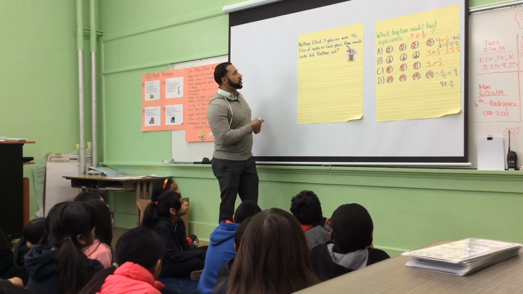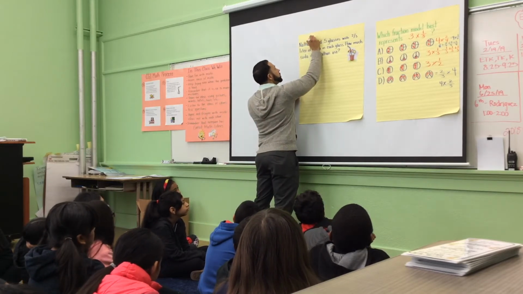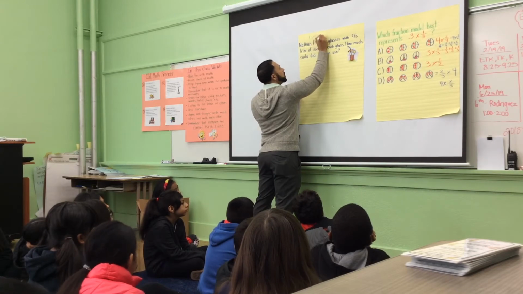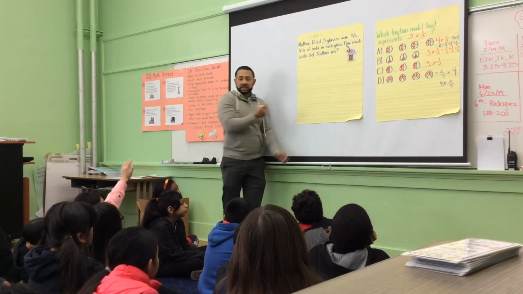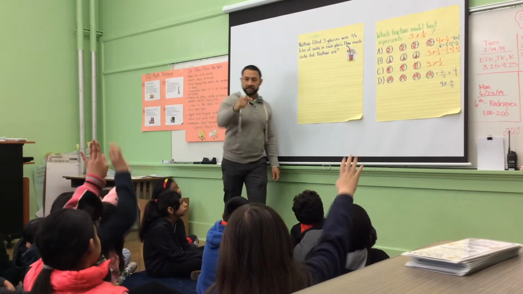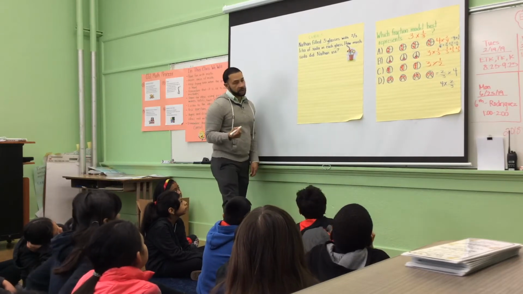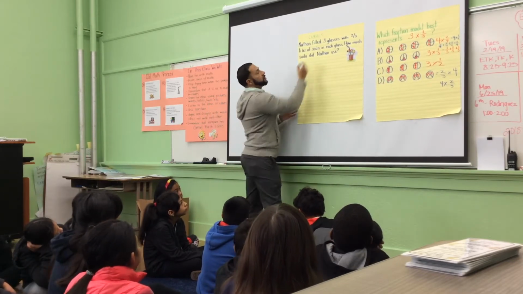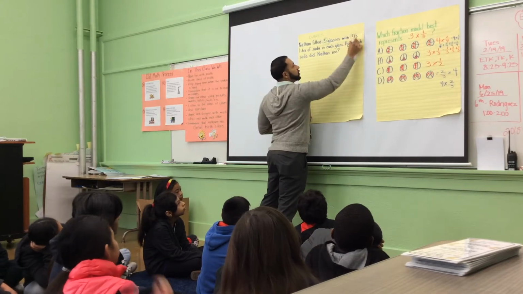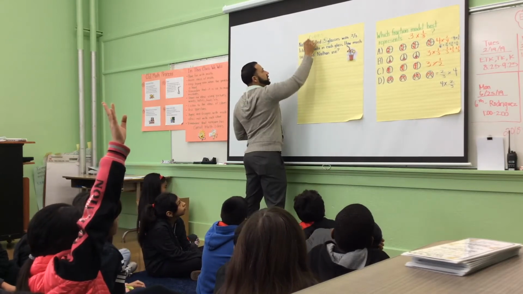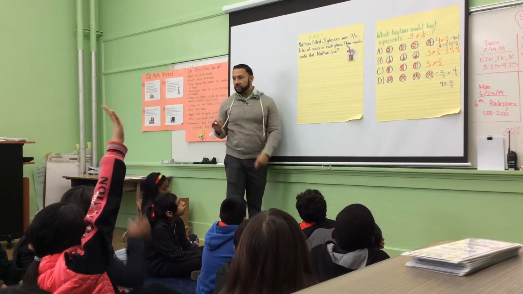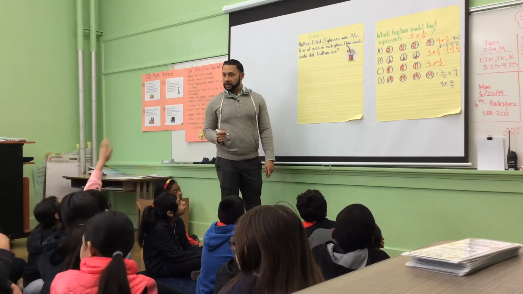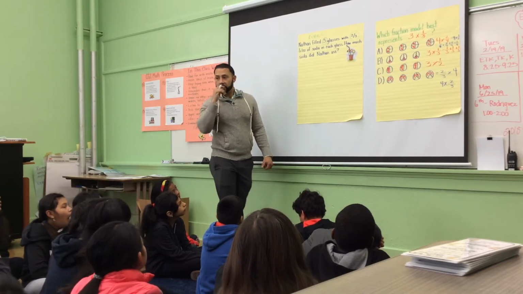Okay, let's start off with our cube strategy. C-U-B-E-S. C, what does the C stand for? Yes. Circle. What am I going to circle? The numbers. 5 and 2/3. Thank you. So we're done with C. U, what does U stand for? Yes. Underline. What do we underline?